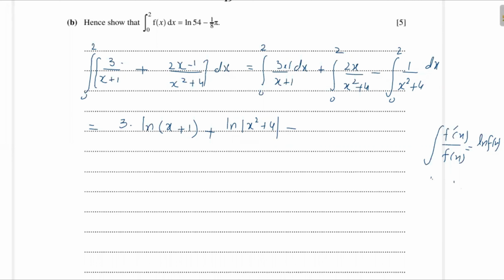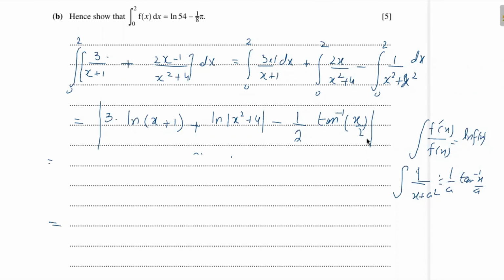Now you know the formula for the integration of 1 over x square plus a square. This is equal to 1 over a into tan inverse x over a. This is the formula. We substitute here. Now a is 2, so 1 over 2 into tan inverse x over 2. Now we apply the limit 0 to 2. Now we put the value here.